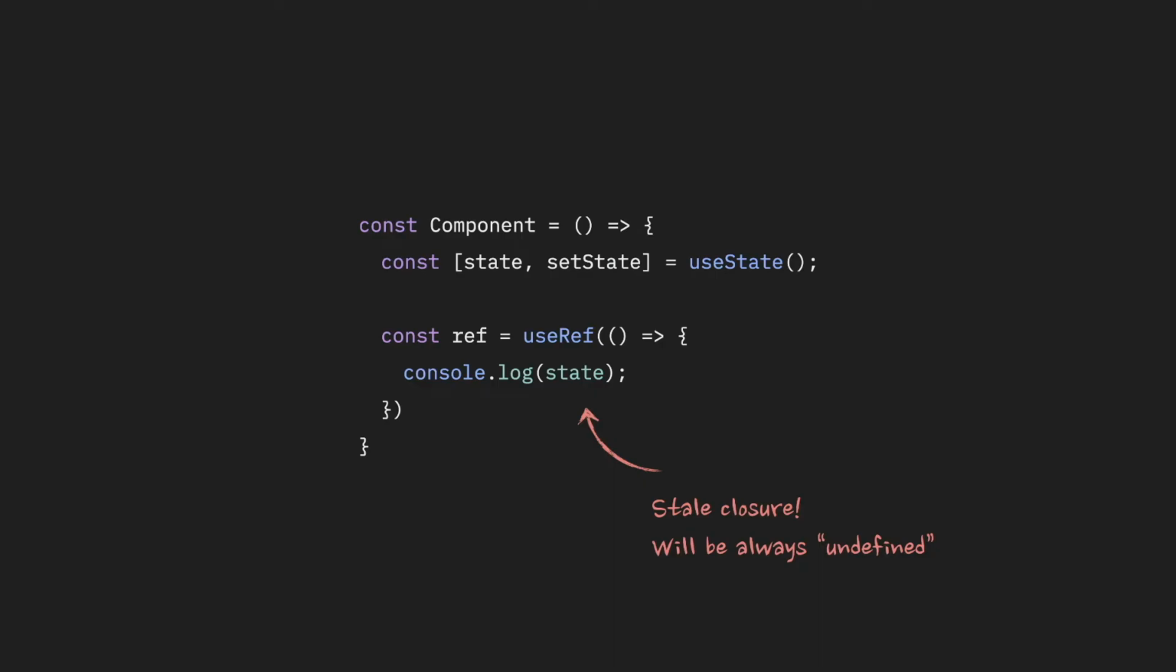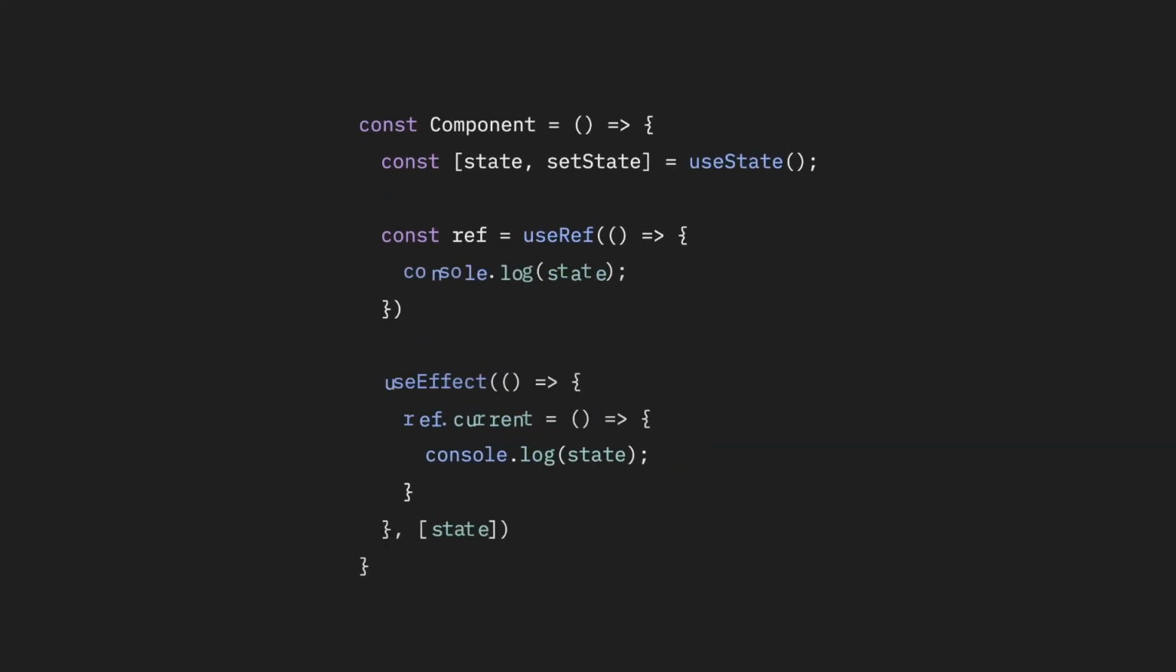In order to fix it, we need to explicitly recreate our closure with the latest state data. But the useRef hook doesn't have a dependencies array for that. Instead, we can manually mutate the ref value inside our useEffect hook. This one has dependencies, so don't forget to add our state there. By doing this, we are making sure that inside our ref, we always have the latest closure on every re-render.